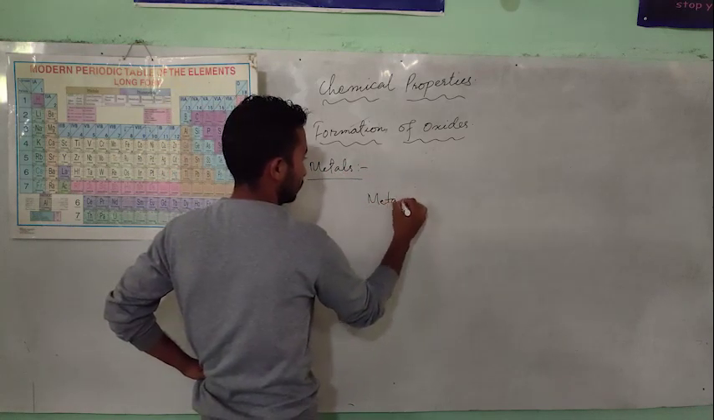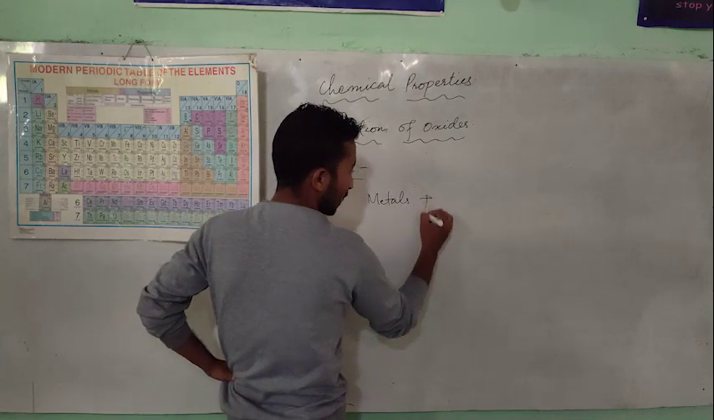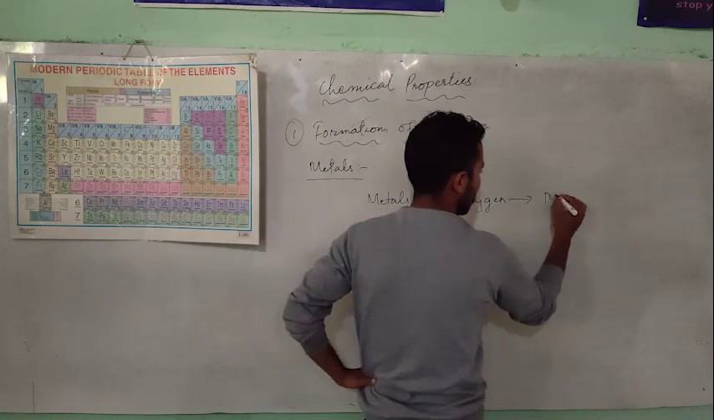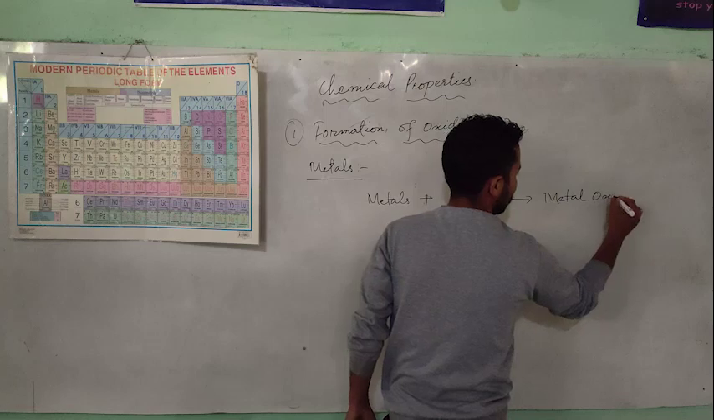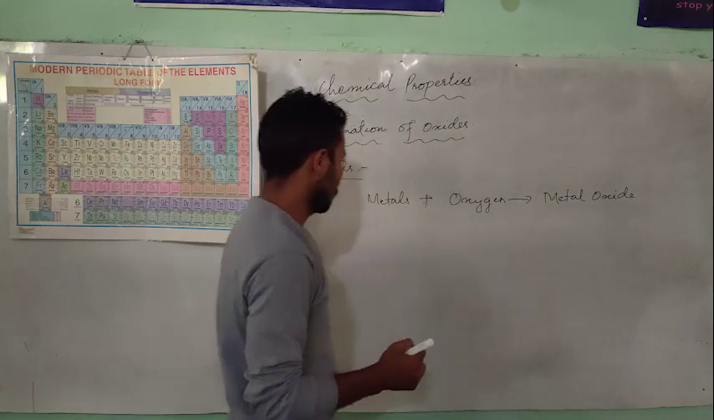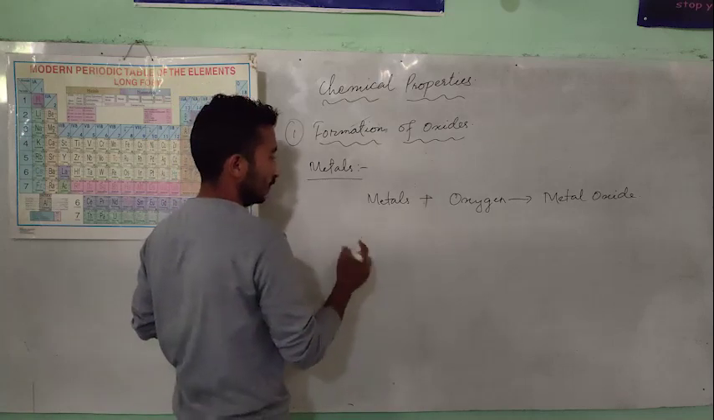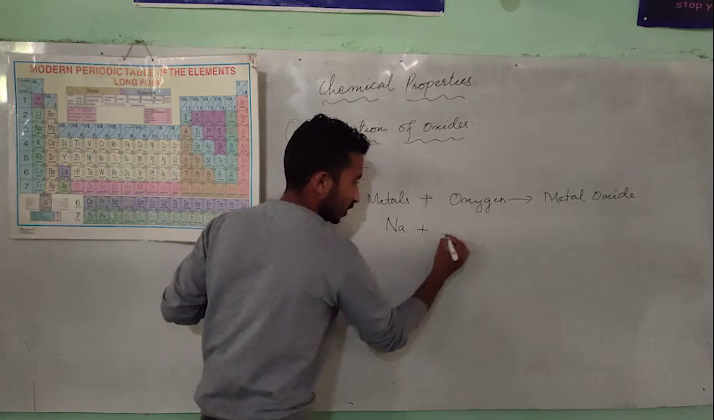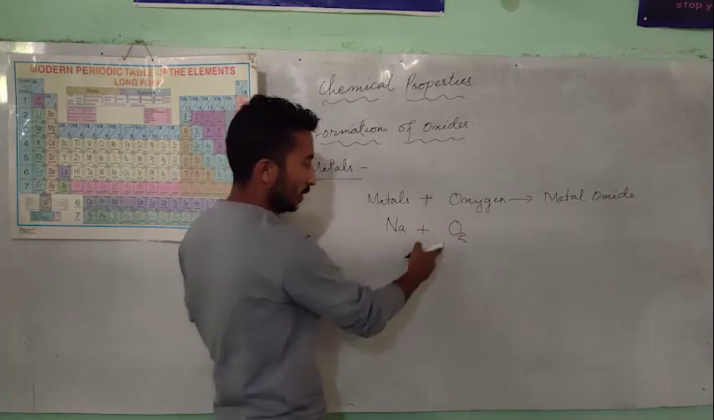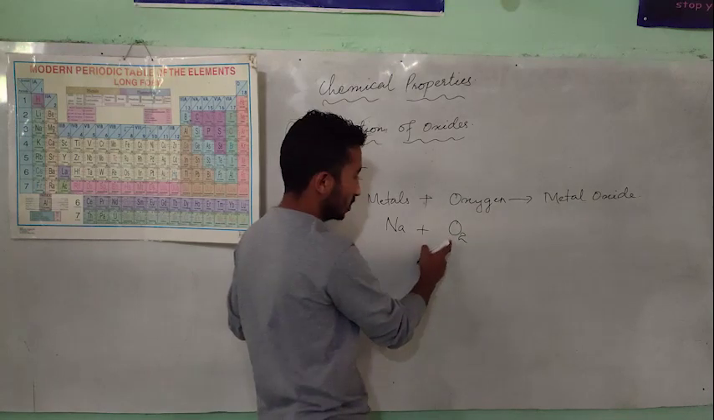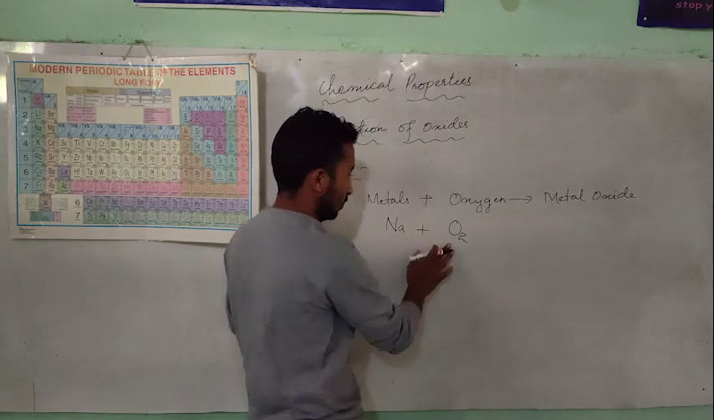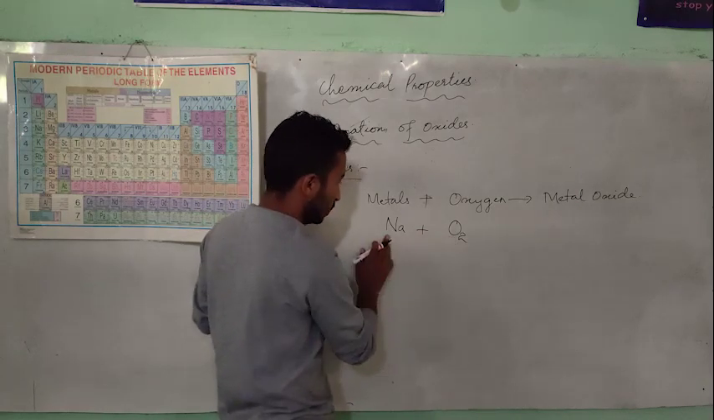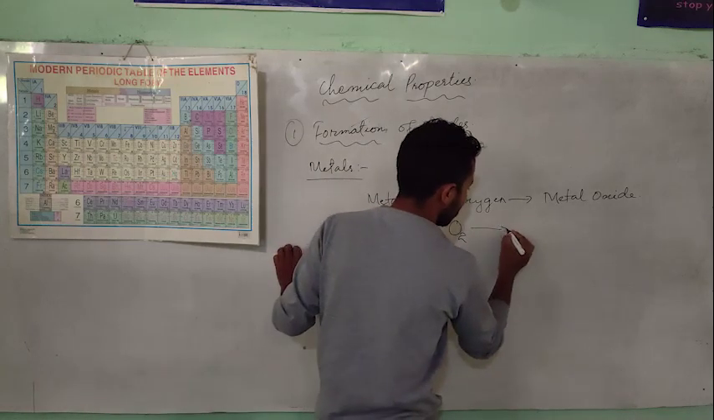Metals react with oxygen and there is formation of metal oxide. Okay, let's take an example. First, let's start with a simple one. Sodium plus oxygen. When we write oxygen, you should write it in molecular form every time because most gases exist in molecular form. That's why we write O2. Sodium plus oxygen will give you an oxide.